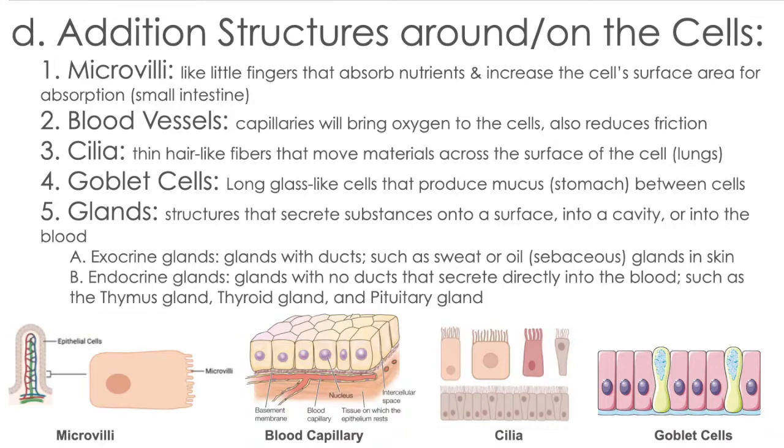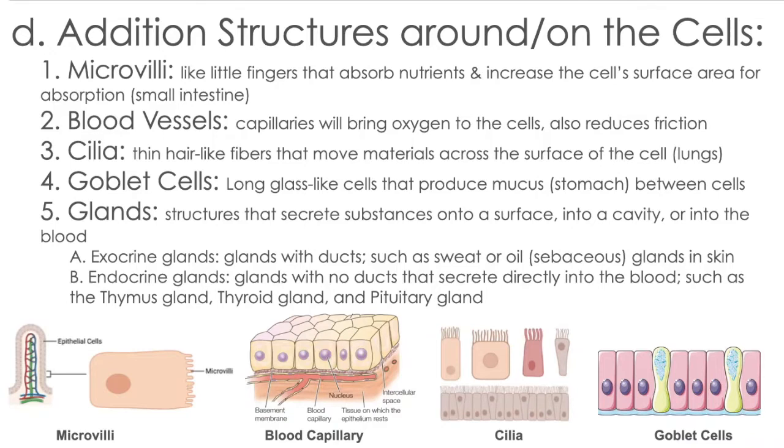So if it's moving it out, it would be exocrine. If it's going to be moving or secreting substances in the body or inside, that would be endocrine. So an exocrine gland is going to be something like sweat or sebaceous glands, and sebaceous means oil. So it's secreting it out of the body, so onto the surface of the skin.